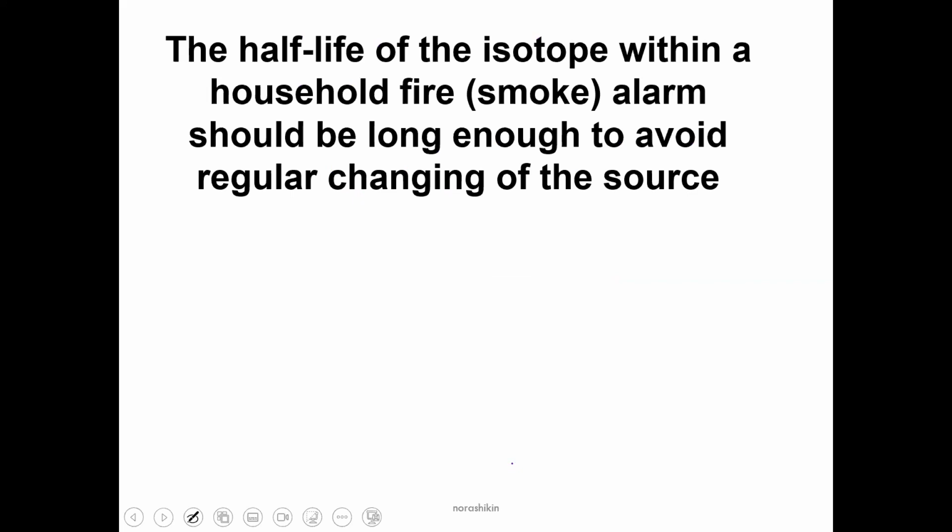The half-life of the isotope in a household fire alarm should be long enough to avoid regular changing of the source. Now, this is the next concept for today. You have to select an isotope, such an isotope which has a long half-life so that it doesn't go down very soon. So you don't have to remove and replace the radioactive source early in the system. So you have to copy this concept now.